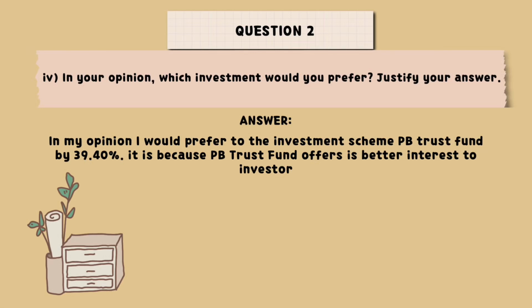For Roman, in your opinion, which investment would you prefer? Justify your answer. Okay, so in my opinion, I would prefer the investment scheme PB Trust Fund by 39.40%. It is because PB Trust Fund offers better interest to investors.